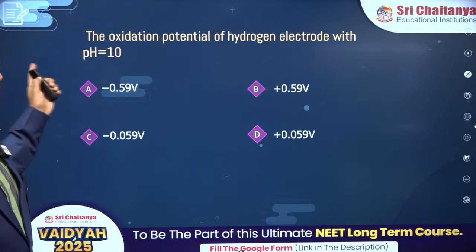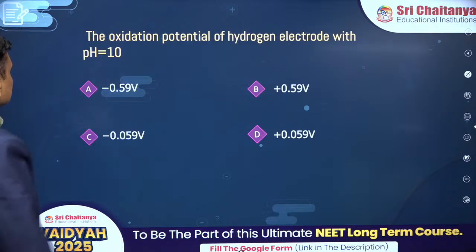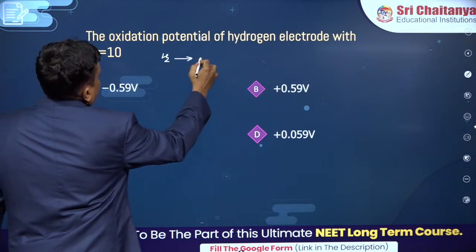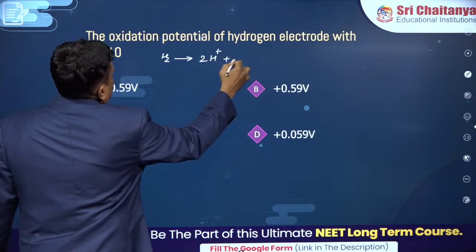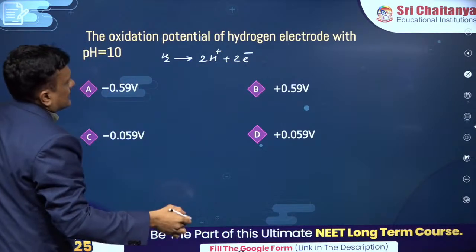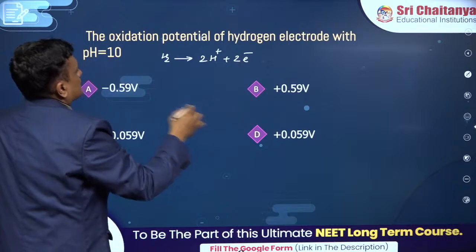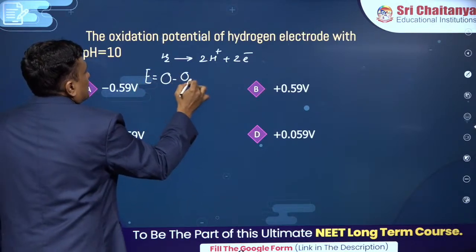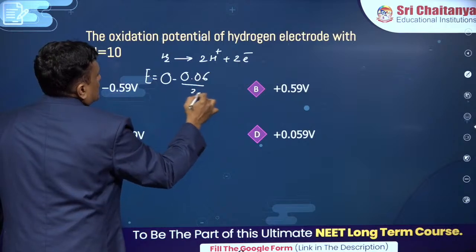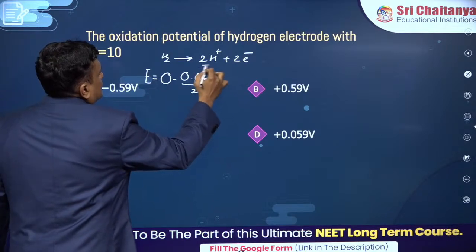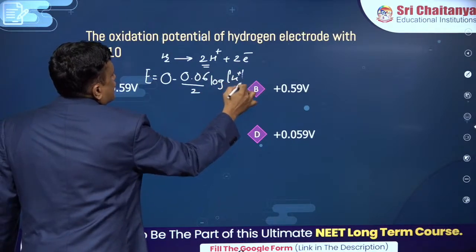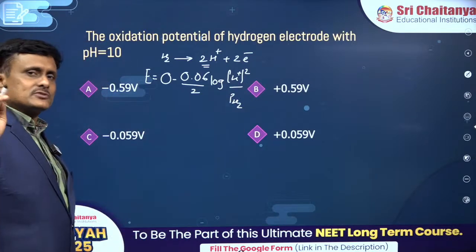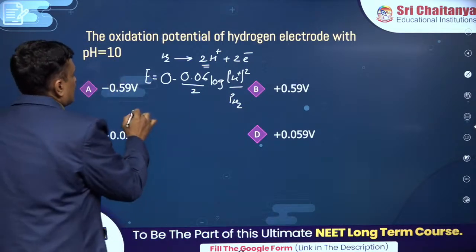Exothermic salts. Easy question. Hydrogen electrode with pH 10, oxidation potential is being spoken about. So you should write the oxidation reaction plus 2 electrons. The oxidation potential is asked. EMF is E0, which is 0 for the hydrogen electrode, minus 0.06 by 2 log of concentration of H plus square by partial pressure of H2. Nothing is being spoken about H2, so take the atmospheric pressure as 1.